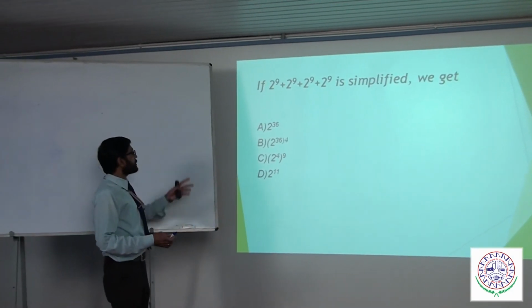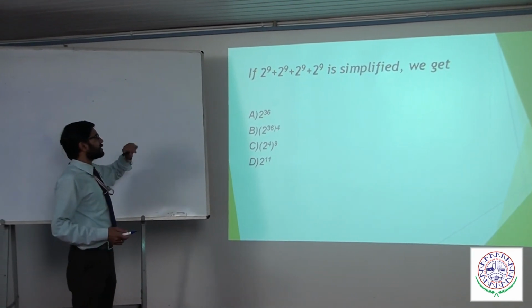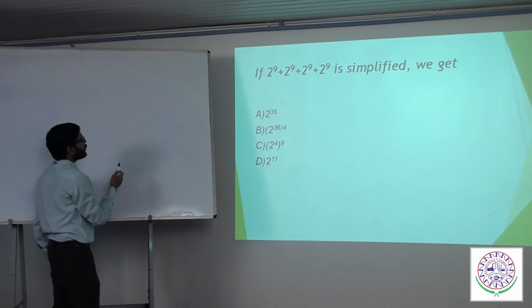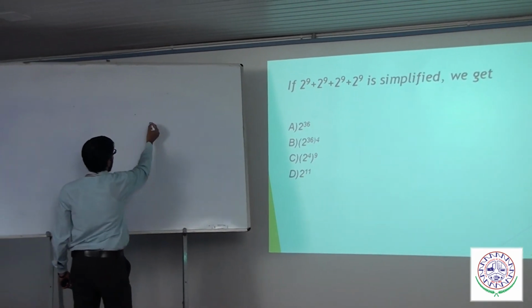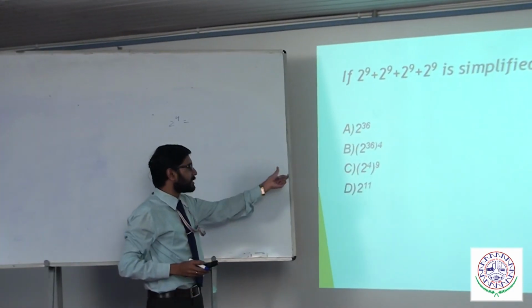If 2 raised to 9 plus 2 raised to 9 plus 2 raised to 9 plus 2 raised to 9 is simplified, we get. So these are the very simple questions. You no need to solve, no need to find 2 raised to 9 is how much, because they are not asking the total sum, they are asking it in the simplified form.